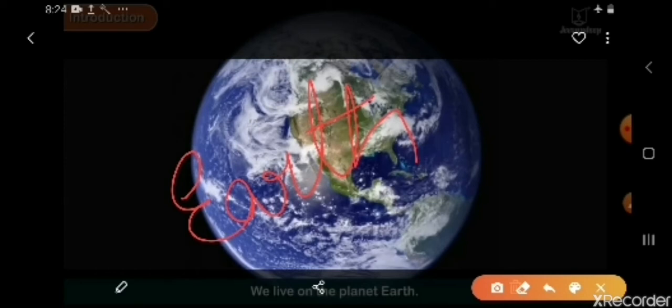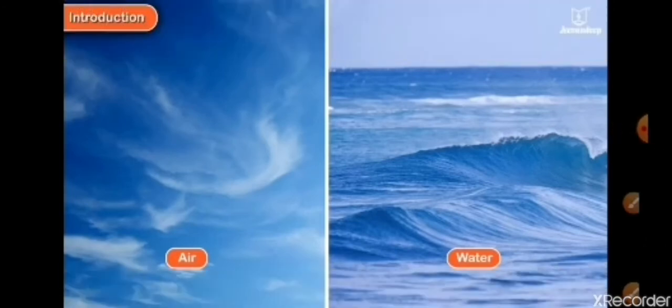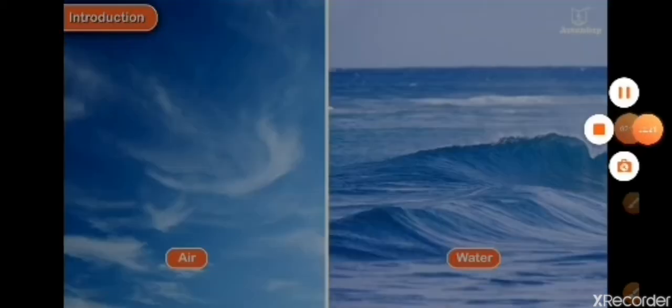Children, it is only because of the two components, that is air and water. Here we can see the picture of air and water. As we know, air and water are the two things which are very important for all of us. Without air and water, we cannot live. So, air and water are the two components which support life on the earth.